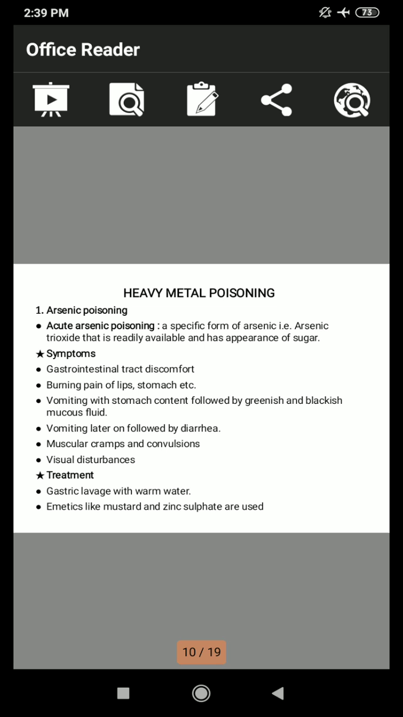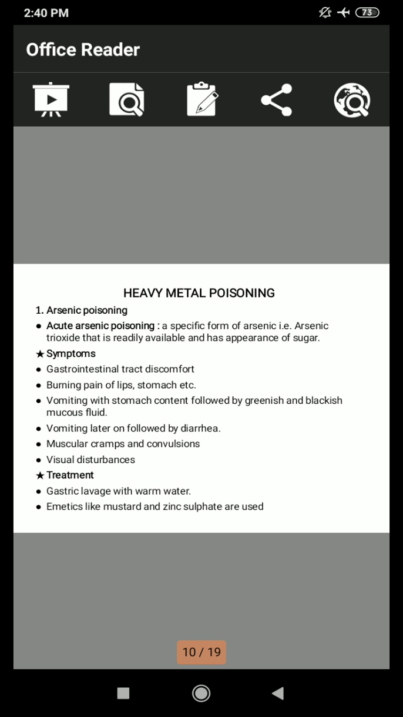Symptoms: gastrointestinal tract discomfort, then burning pain of lips, stomach, etc. Then vomiting of stomach contents followed by greenish and blackish mucus fluid. Then vomiting later on is followed by diarrhea. Then muscular cramps and convulsions, and visual disturbance. These are the symptoms of acute arsenic poisoning.